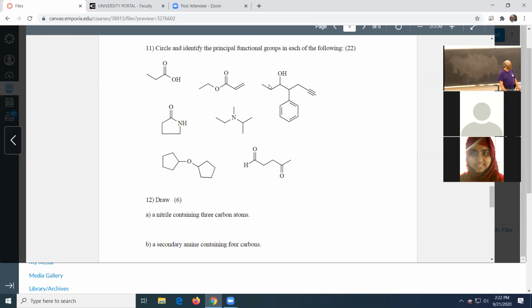Okay, principal functional groups. There were a few papers that didn't realize that some of these had more than one functional group, so they just circled one. That was the biggest source of error, I think. Okay, this one right here, that's a carboxylic acid. This one, we have an ester. Part of it's an ester. And this is an alkene.